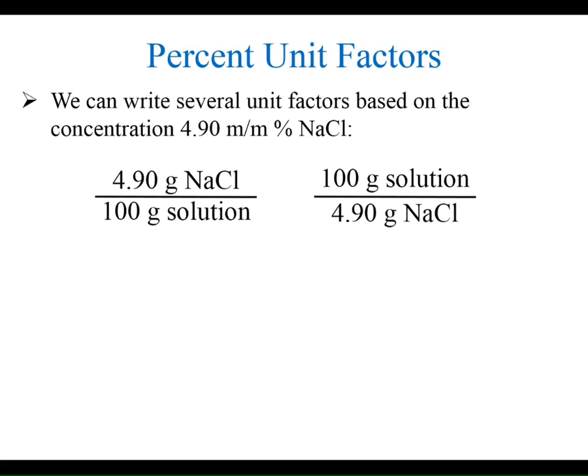But of course, you can always invert any kind of conversion. You can always flip it over: 100 grams of solution per 4.90 grams of NaCl. Well, what if I don't care about the solution? What if I only care about the solvent? I want to relate the sodium chloride just to the water. How would I find the solvent out of that? Subtract, because this 100 is the total, right? That's the solute plus the solvent. So how much would the solvent be?